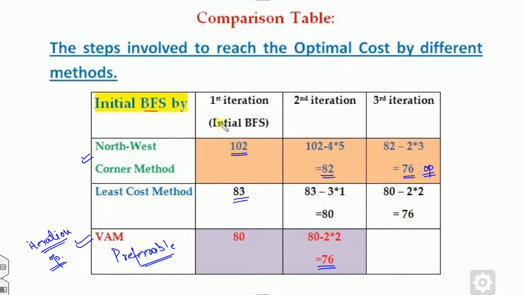Sometimes in VAM the initial step is itself the optimal one, while in Northwest and least cost it can never be; there is a need for at least one more iteration. So this is the basic overview, and I always prefer the VAM method.